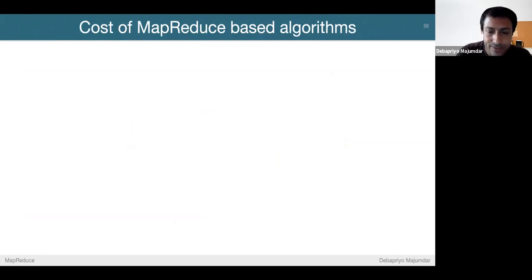Before going to that, let's quickly understand the cost of MapReduce based algorithms. You all have done algorithms and complexity, right? Looking at an algorithm, you can figure out, okay, this is the complexity, the asymptotic complexity, order n square, n log n, and all those things. But is it the same way we will look at MapReduce based algorithms too? No, it's actually very different.